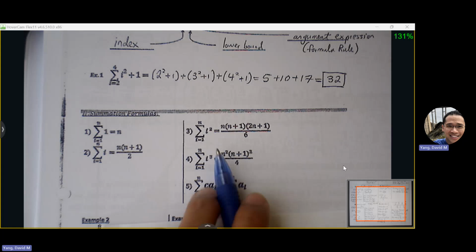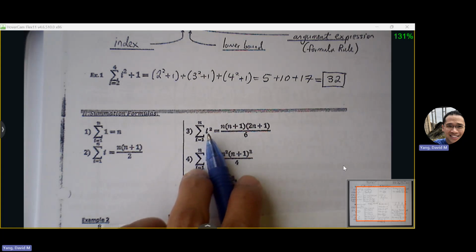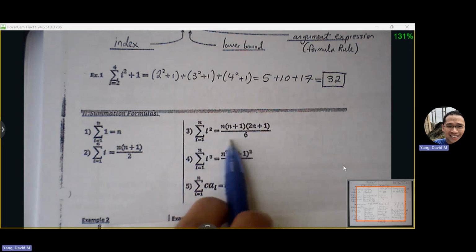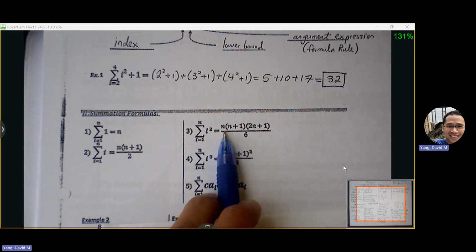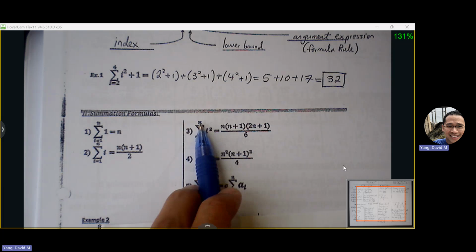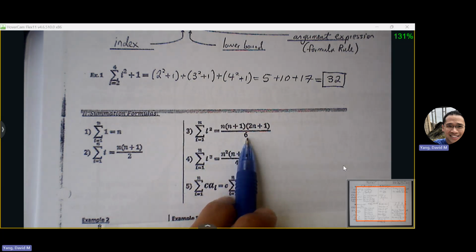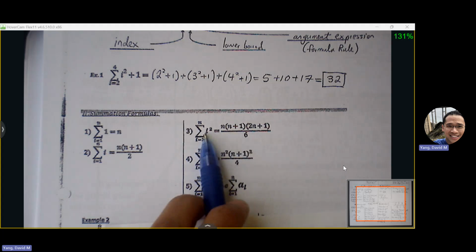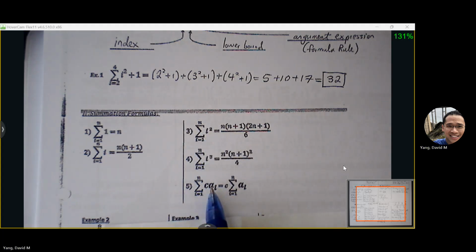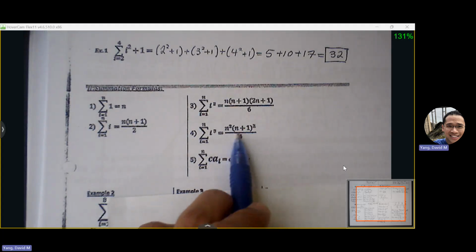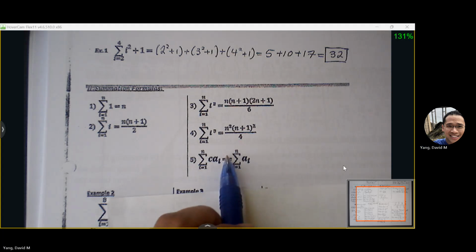Next up, summation i squared. So this one will be 1 squared plus 2 squared plus 3 squared plus 4 squared. Rather than adding up all those terms, the formula is take the upper bound. Let's say that upper bound was 10. Then it'll be 10 times 11 times 21 divided by 6. That will give us the sum rather than adding all these up. Summation i cubed follows with another rule here.